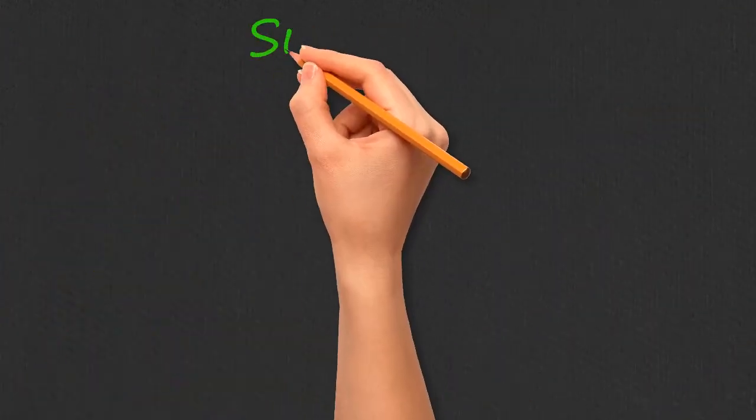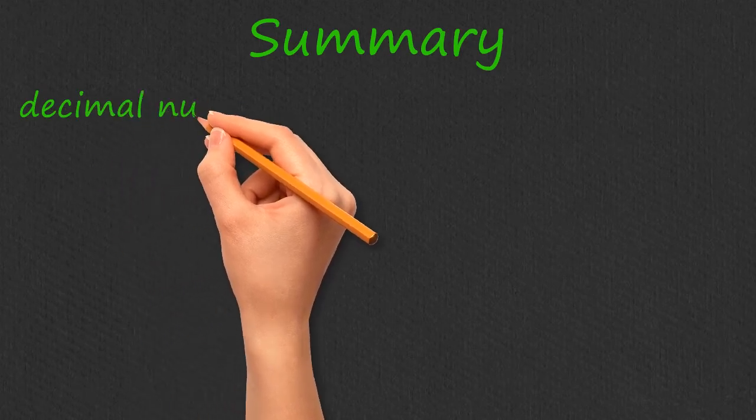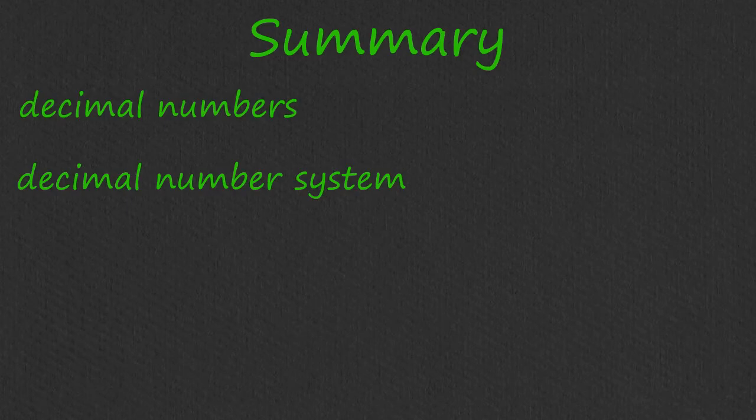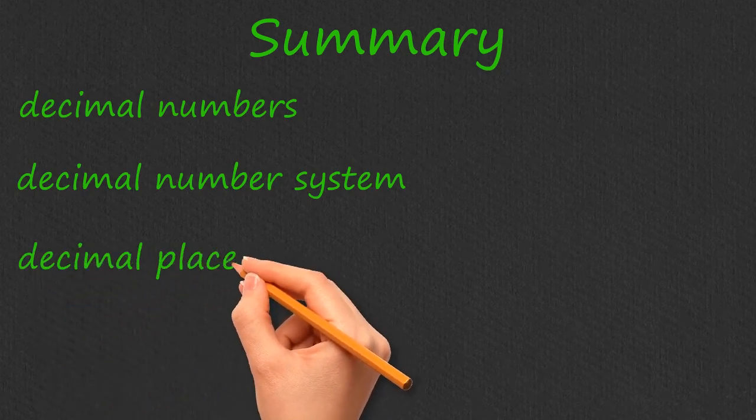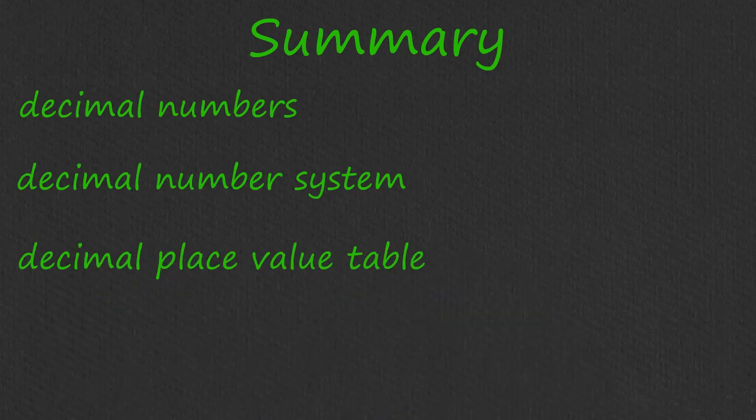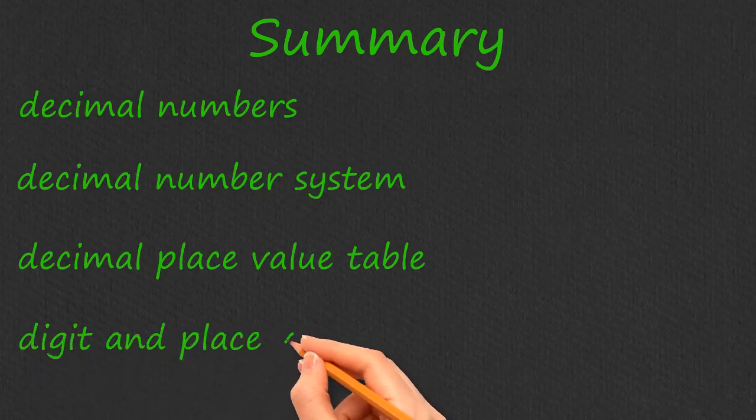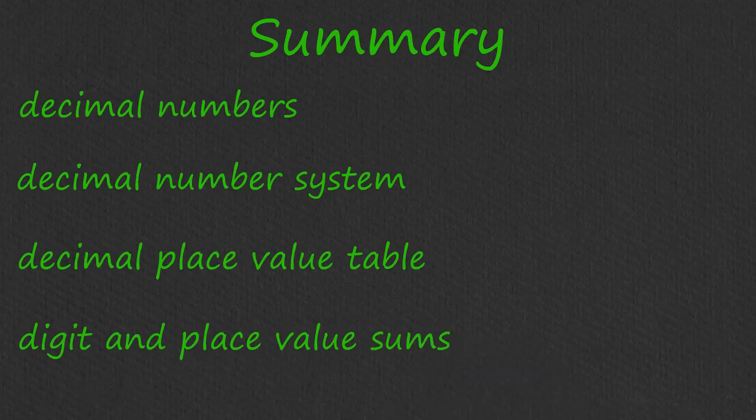Let us now go over what we covered in this video. We have reminded ourselves what decimal numbers are, then we defined what the decimal number system is, and we discussed in detail what this definition means. We also introduced a handy table, the decimal place value table, which we'll rely on heavily when we start learning about the binary numbers. We also talked about how to write out the digit and place value sums for decimal numbers. This way of writing out a number from the place value table will be very useful when we look into converting different base numbers to decimal.